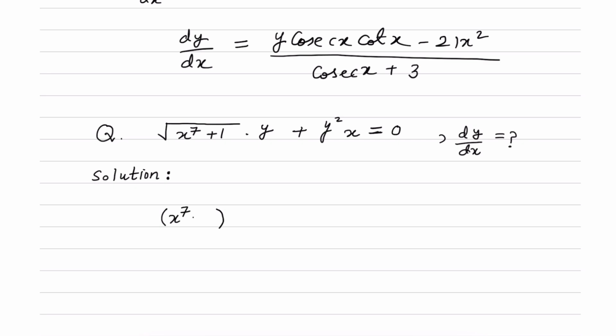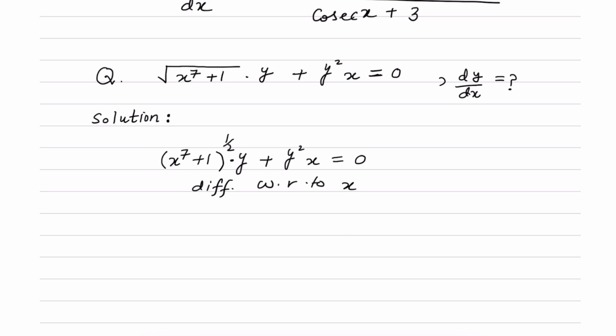(x to the power 7 plus 1) whole power 1 by 2, into y, plus y squared x, equal to 0. Now we will differentiate this expression with respect to x. So the first term is the product of two terms, which is (x to the power 7 plus 1) to the whole power 1 by 2 into y. So we will apply the product rule to find the derivative of the first term.